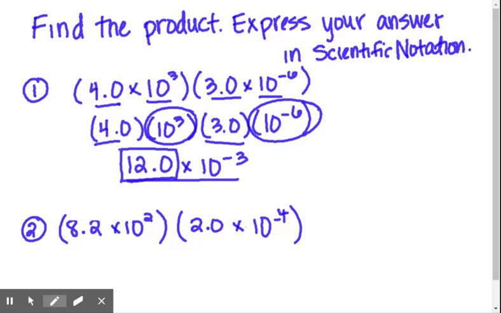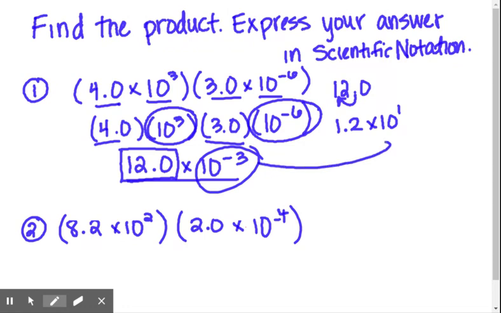So let's look over here and say, okay, we know that 12.0. Let's put this number in scientific notation by moving the decimal one place to the left here and get 1.2 times 10 to the first. And then let's also remember we need to include this times 10 to the negative third. And then when we combine these two powers of 10, we have 1.2 times 10 to the negative second.